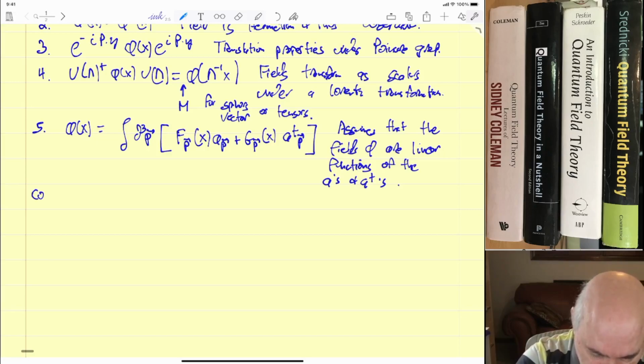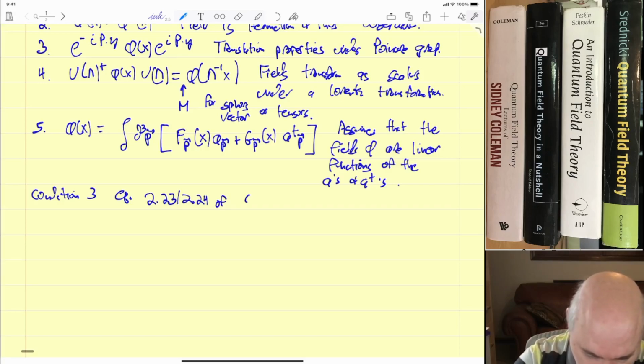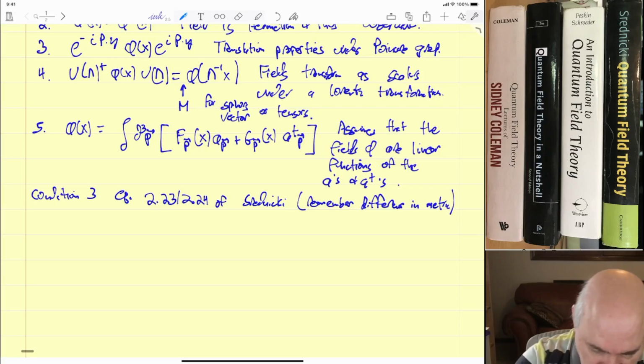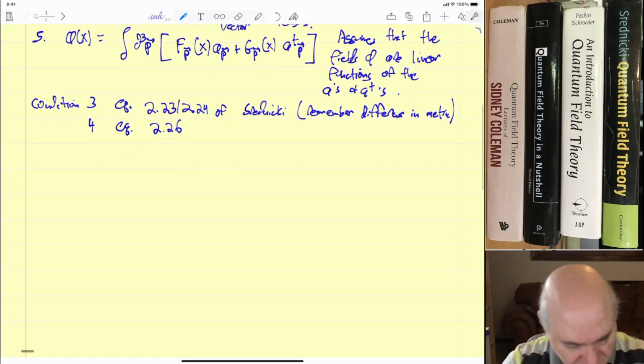Now, condition 3, in case you want to look it up, this is equation 2.23, 2.24 of Sugneki's book. And remember that there's a difference in the metric that Coleman is using and that Sugneki is using. And condition 4 is equation 2.26. And so just in case you want to look that up.